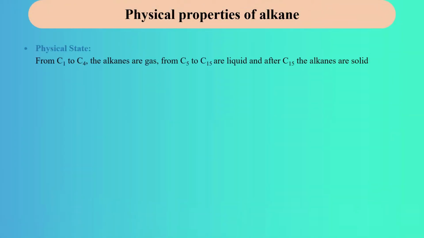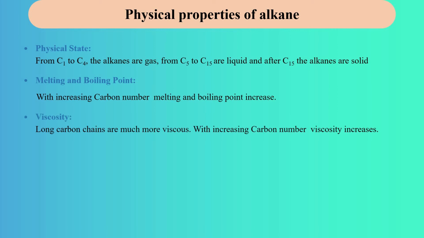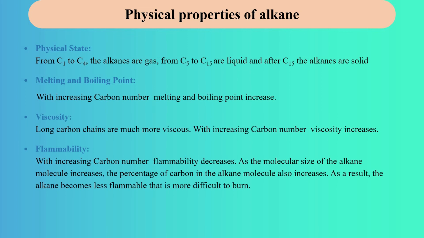Physical properties of alkanes. Physical state: carbon 1 to carbon 4 alkanes are gases, carbon 5 to carbon 15 are liquids, and after 15 alkanes are solids. Melting and boiling point: when increasing carbon number, melting and boiling point increases because intermolecular force increases. Viscosity. Long carbon chains are much more viscous. With increasing carbon number, viscosity increases.